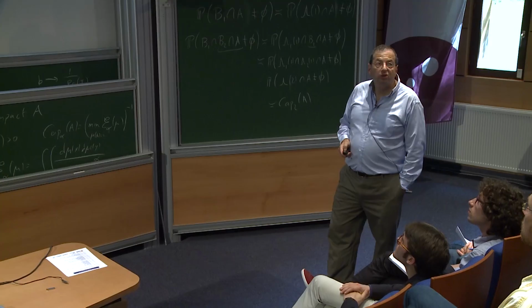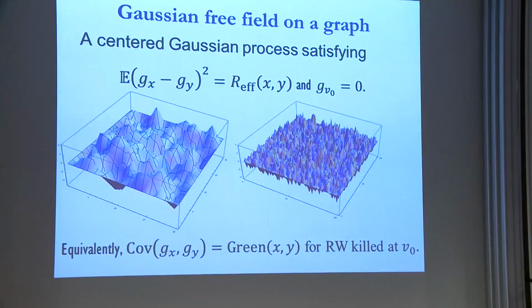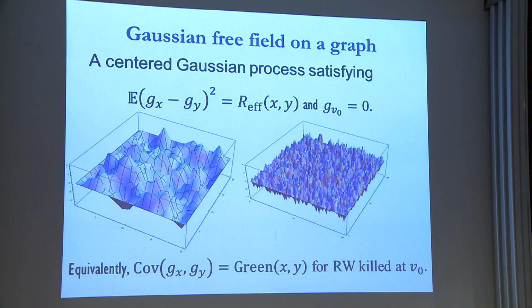To understand the positive answer, we have 5 more minutes, so we won't really understand it, but I'll tell you a few things. It turns out the relevant Gaussian process is a famous one, which is important for various reasons. It's the Gaussian free field. It is studied in both discrete and continuous settings, and I think we'll hear about the continuous setting later today. In the discrete setting, it's given a graph. This is a centered Gaussian process, and the variance of g_x minus g_y is the effective resistance between x and y. So given a graph G, I know how to compute effective resistances, and then I can build a Gaussian process where this is the effective resistance.